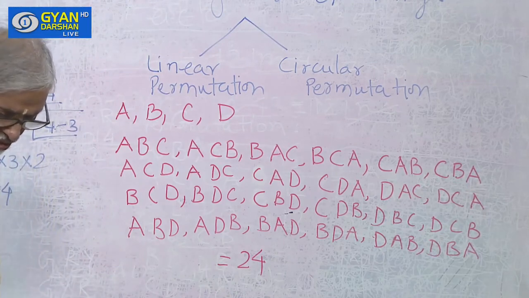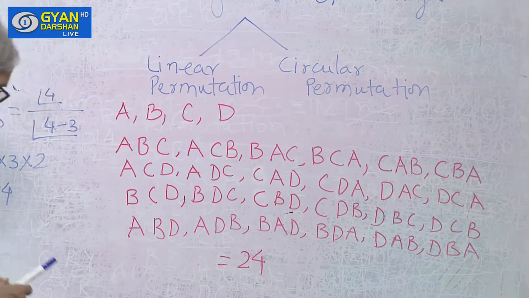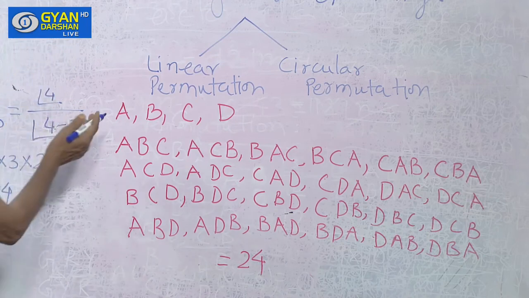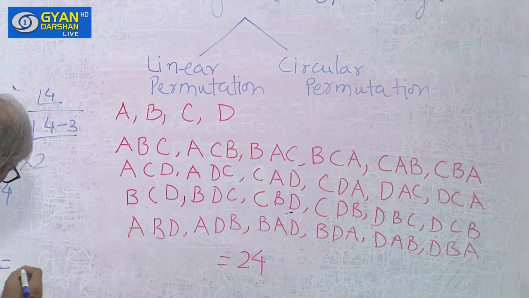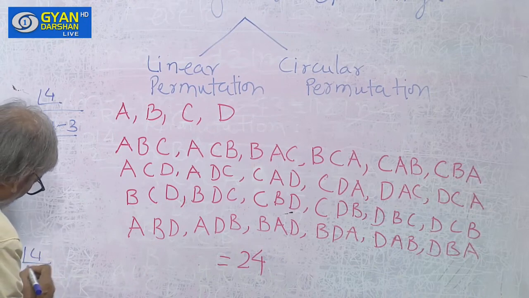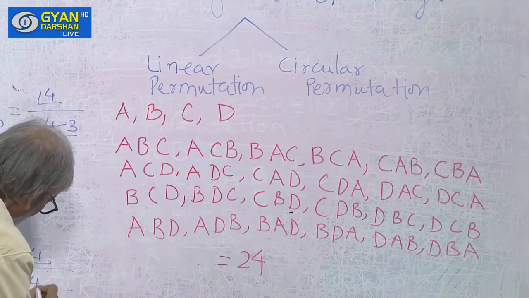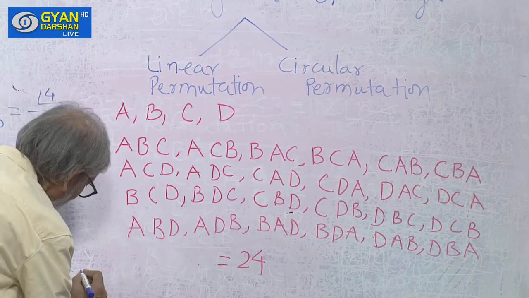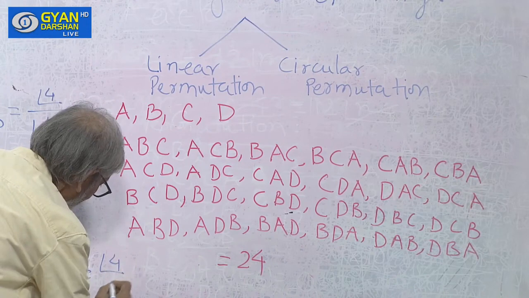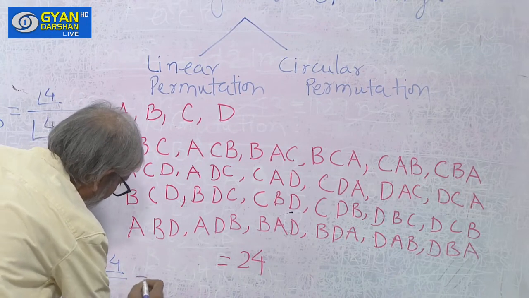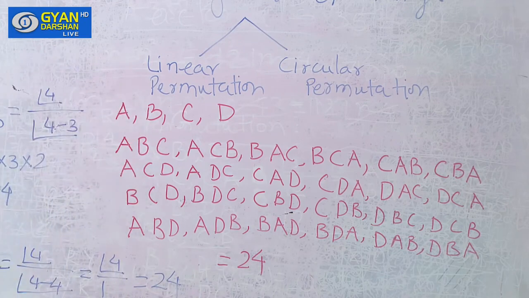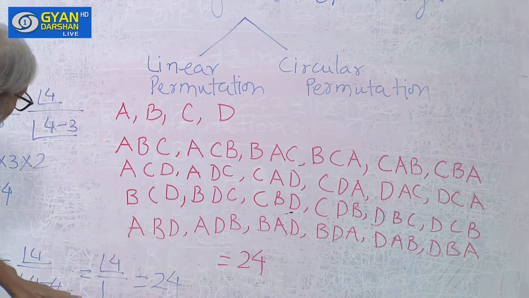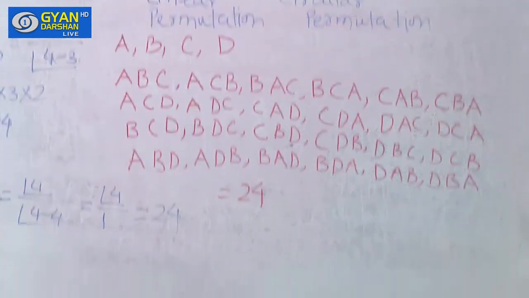Now, similarly, if I take all 4, A, B, C, D, 4 at a time, this will be equal to 4P4, which is equal to factorial 4 divided by factorial 4 minus 4, which is factorial 0, which is equal to 1. So, factorial 4 divided by 1 will also become 24. So, I now leave this for you as an exercise.